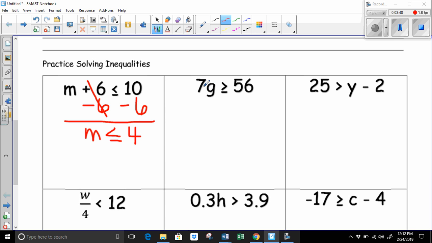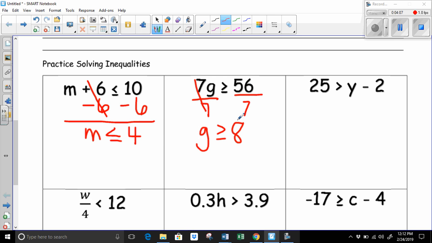So to undo multiplication, we're going to need to divide. So in this case, we're going to divide by 7 on this side, as well as this side. Our 7's cancel. I'm going to bring down g. 56 divided by 7 is 8. And then I'm going to bring down our greater than or equal to symbol.